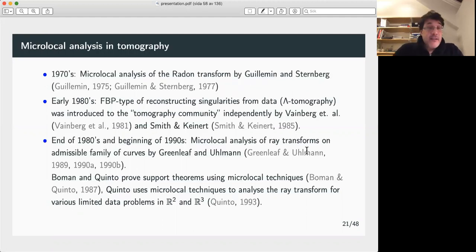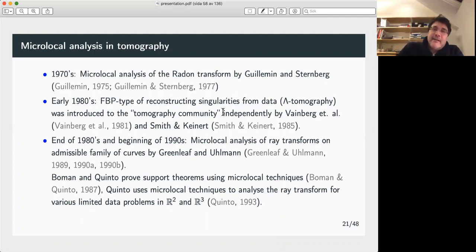Now, this is all nice and beautiful. So what's this history about in tomography then? I would say people were starting to look at the Radon transform as an operator and analyzing it from the microlocal point of view, that is, trying to understand what the Radon transform does to wavefront sets. It can be traced back to work by Guillemin and Sternberg. If I'm wrong about the history, please help me out here.